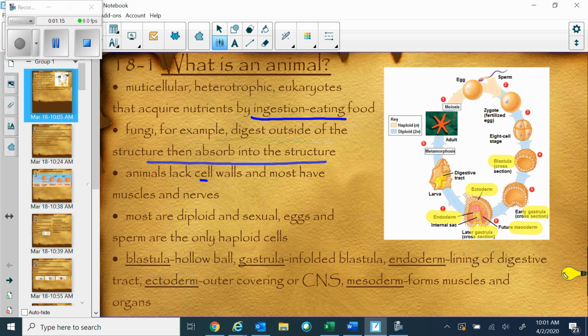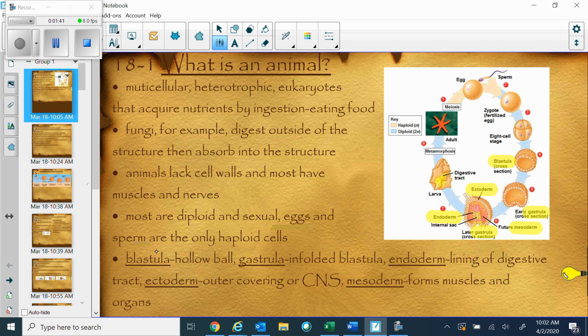Animals don't have cell walls. That's something that's found in plants, also found in some fungi. Most are diploid. In general, they're diploid, and go through a sexual stage for reproduction. So eggs and sperm, you know that, are the only haploid cells. So there's no alternation of generations here like we had in plants, where there are haploid adults that make haploid spores. This is it. This is what you know.